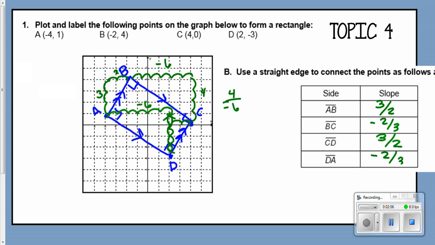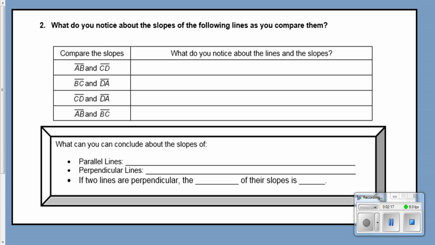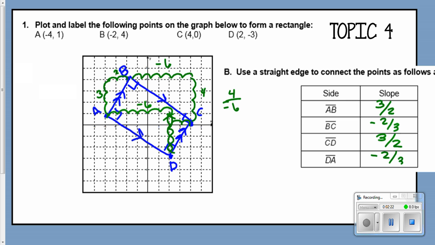Oh, probably no surprise to you that there's something funky going on here. So we notice that there's a relationship between some of these lines. That's what the next slide is wanting us to get at. They're wanting us to compare the slopes as well as the lines themselves. So AB and CD, that is the first and third. You'll notice they have the exact same slope of 3 halves. Looking at my picture over here, AB and CD, that's this guy I just drew in red, and this guy I just drew in red. Well, what I notice about those lines is they're parallel.